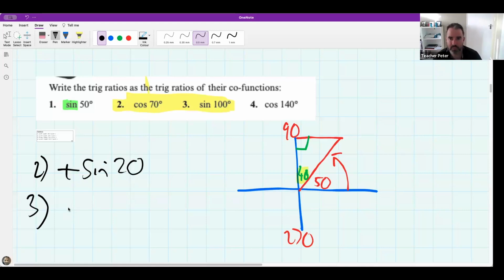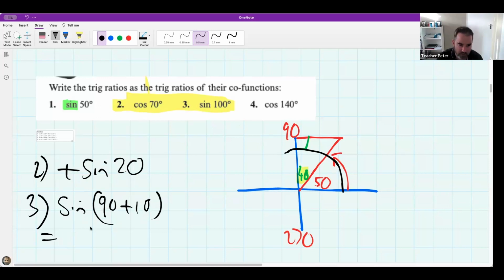What is number 3 going to be? Number 3 is in a different quadrant. It's in quadrant number 2. And so if I wanted to, I could rewrite it as 90 plus 10.